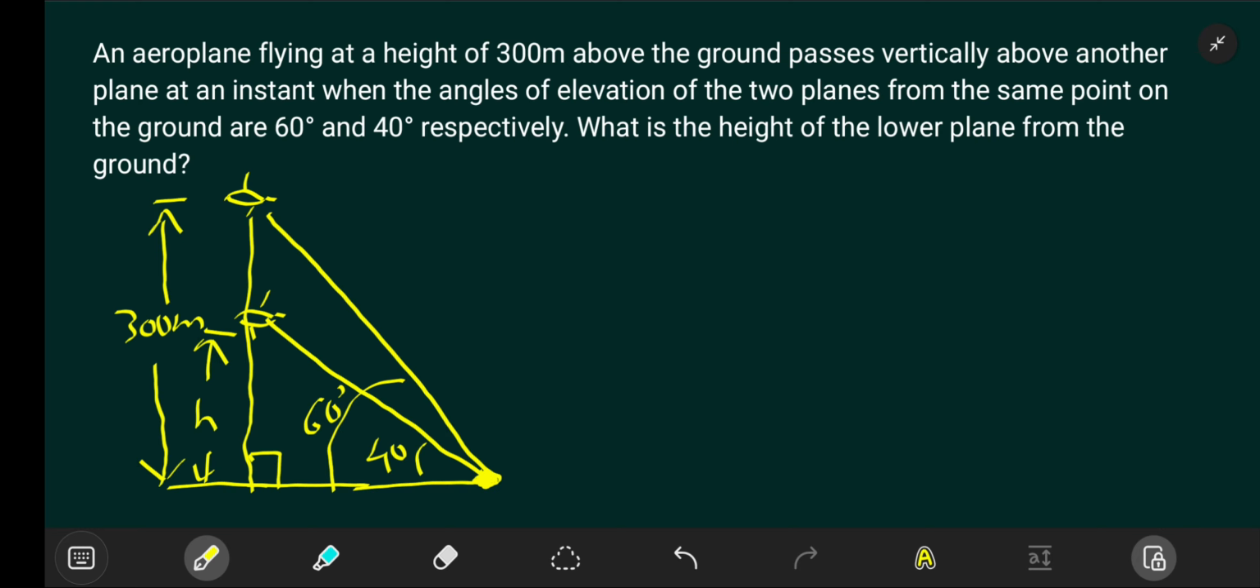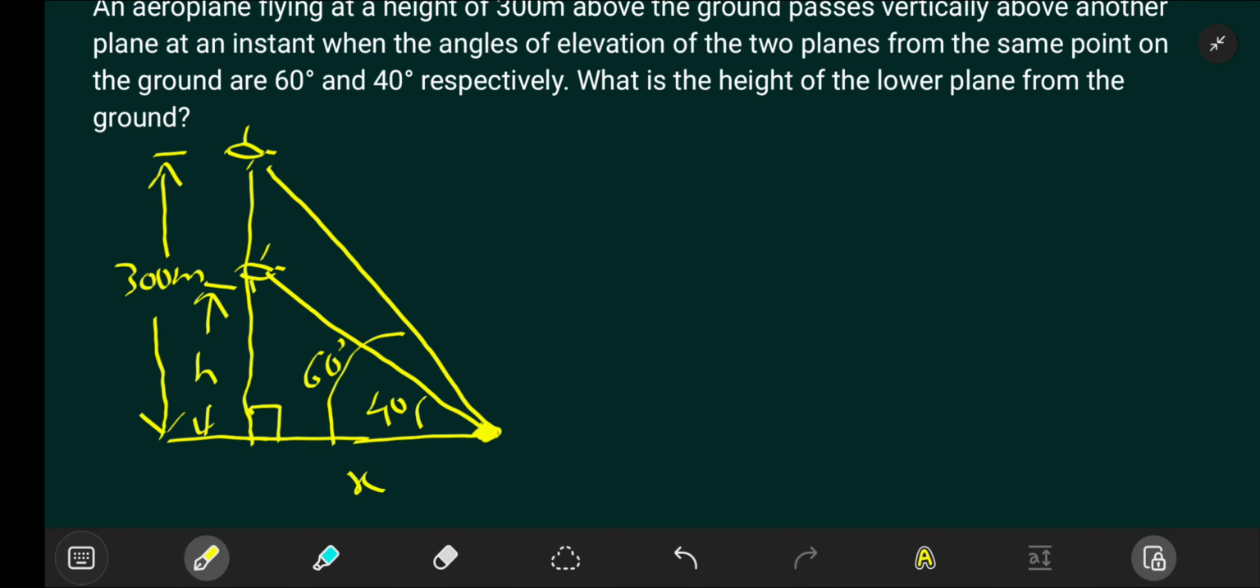So for both triangles, the common side is this base. The hypotenuses are different lengths, so we should not consider them. The common thing we have to consider is the base. So I assumed the base as x. Now let's apply tan 45 degrees.